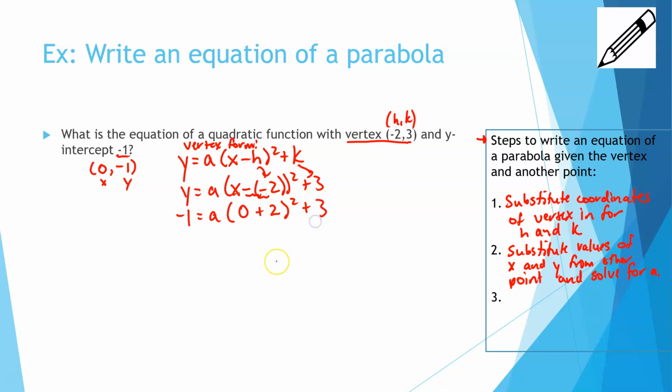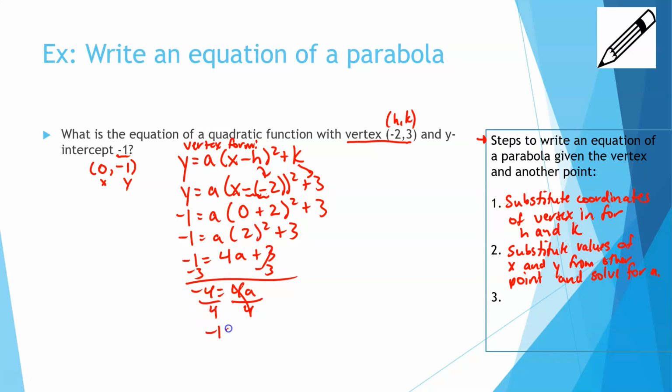Now I'm going to simplify and solve. Negative 1 equals a times (0 plus 2) squared plus 3. Usually you can do this in less steps, but I want to show you once. 2 squared is 4, so that's the same as 4 times a. Subtract 3, negative 4 equals 4a, and divide by 4. Again, usually I wouldn't show all of those steps, but I want to make sure the first time you see it that you see all of the algebra. Having said that, now that we know a, we are going to substitute a, h, and k back into vertex form.